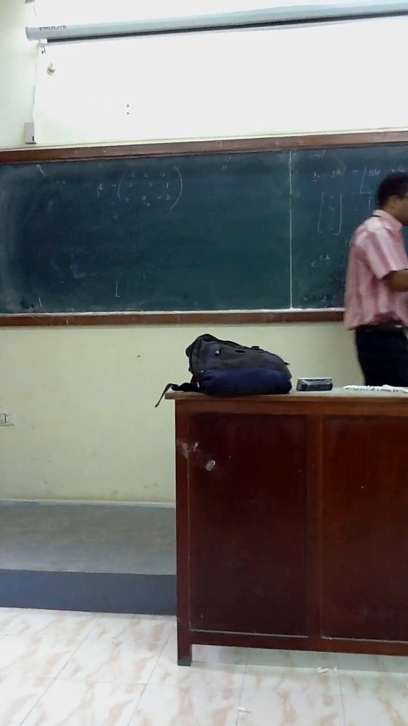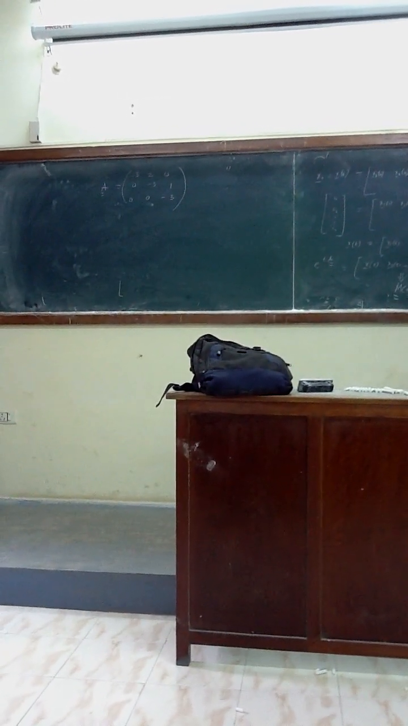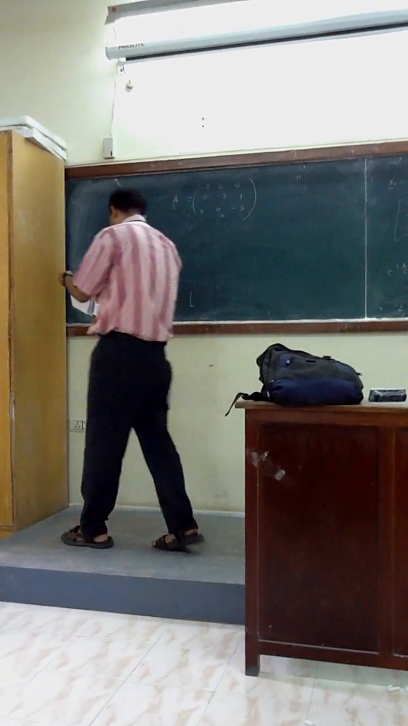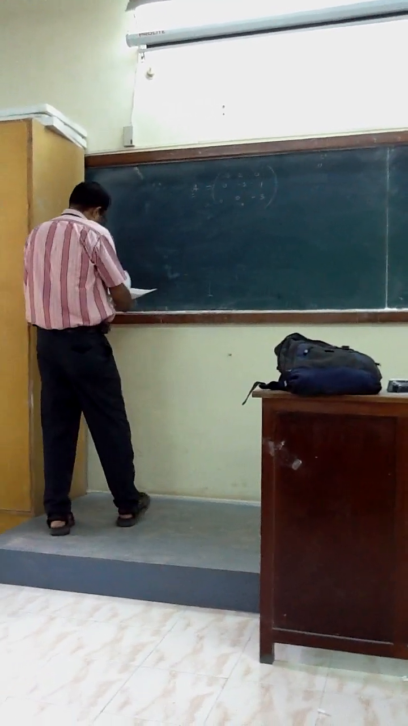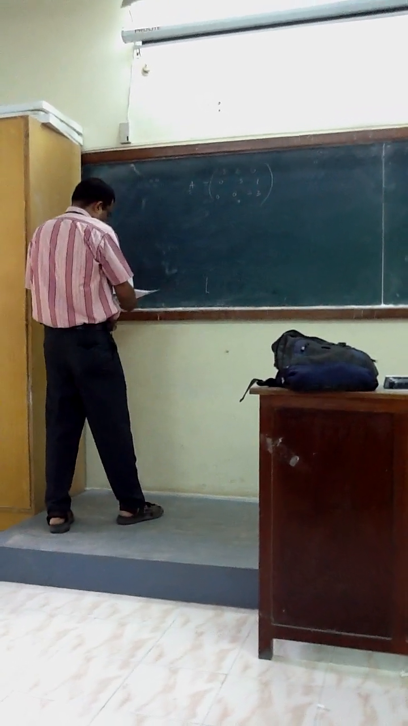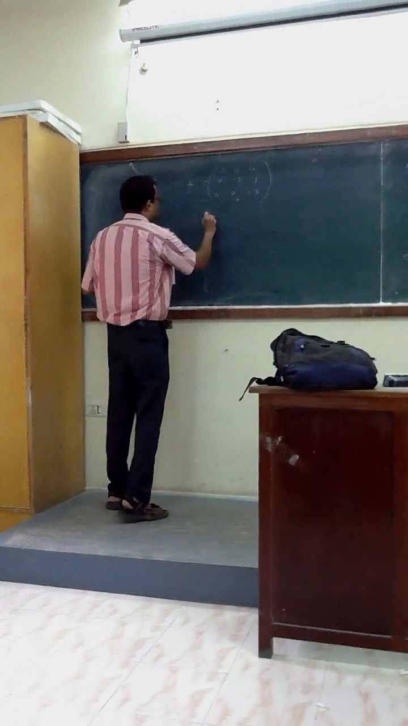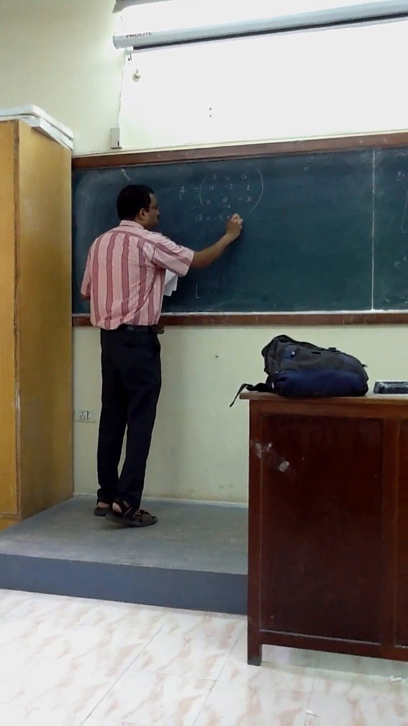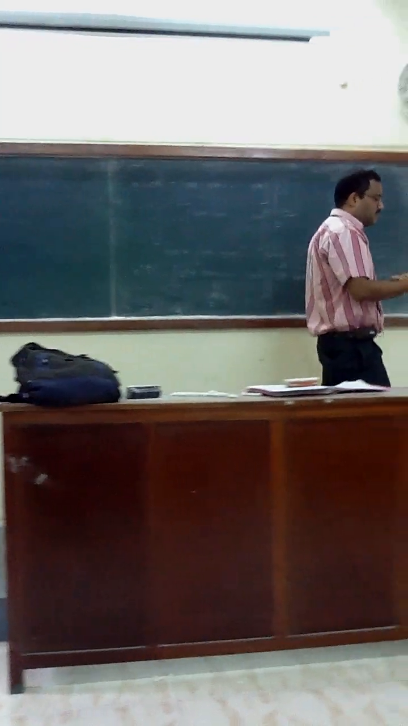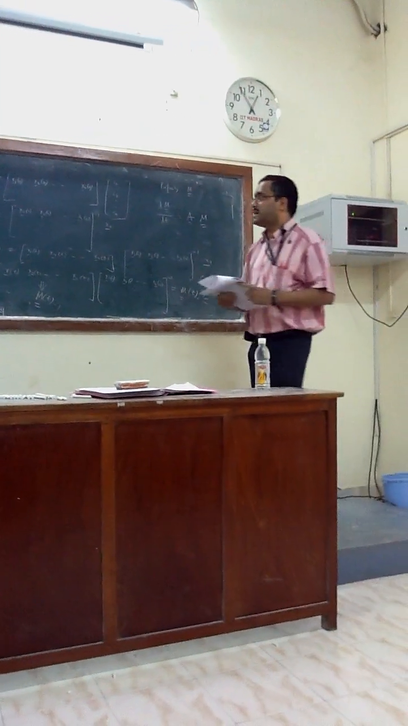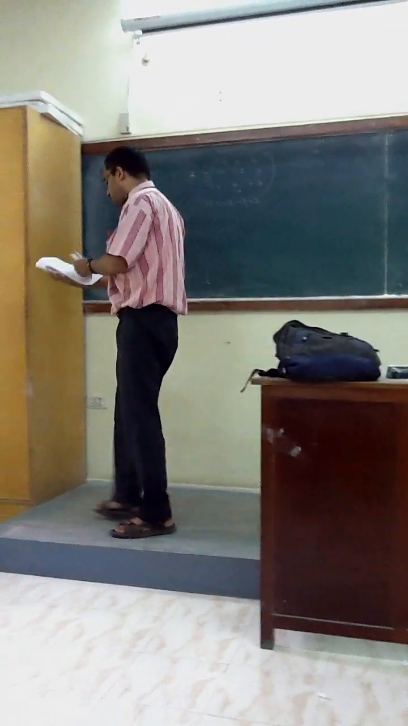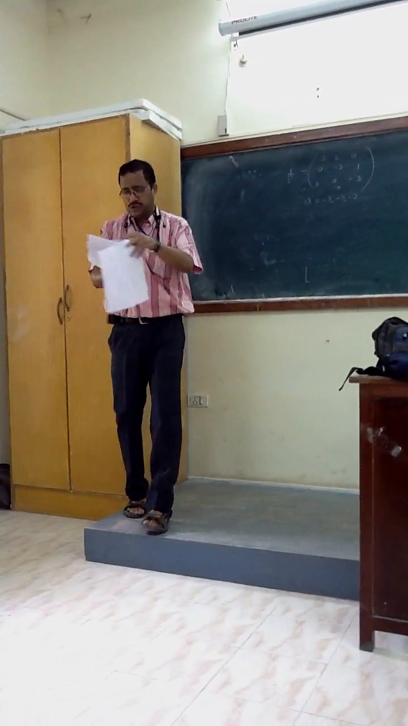If you look at the matrix, what are the eigenvalues of this matrix? Lambda is all minus 3. That means you have one eigenvector and two generalized eigenvectors. Can you tell me what the eigenvectors and generalized eigenvectors are?